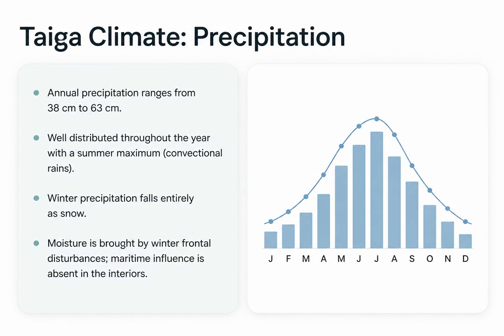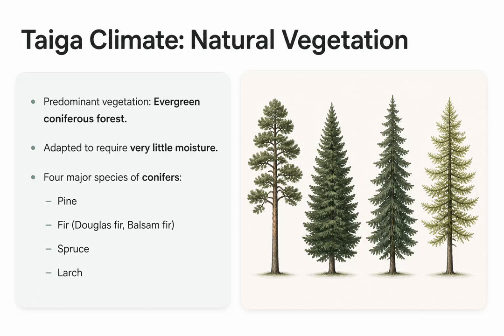Moving on to precipitation, the deep interiors of the taiga lack any maritime influence. Typical annual precipitation is relatively low, ranging from 38 to 63 centimeters. It is fairly well distributed throughout the year, but there is a distinct summer maximum due to convectional rains. In the winter, moisture is primarily brought in by frontal disturbances, and naturally this precipitation falls entirely as snow. Because of the low moisture availability, the predominant natural vegetation in the taiga is the evergreen coniferous forest. These trees are perfectly adapted to survive with very little water.